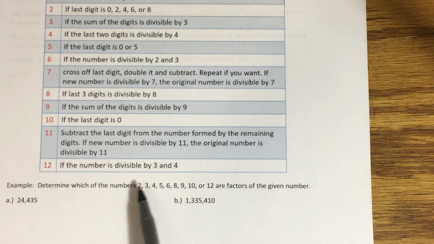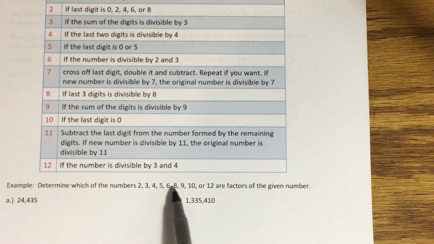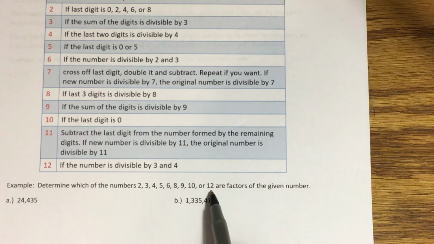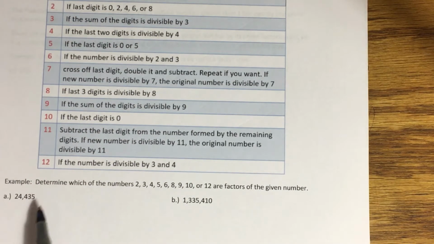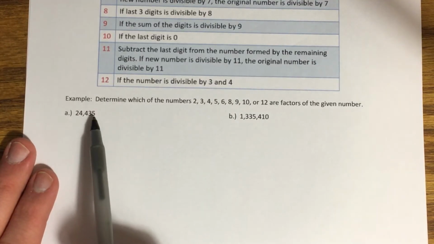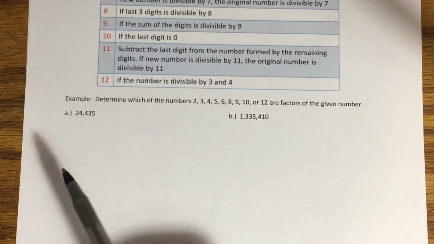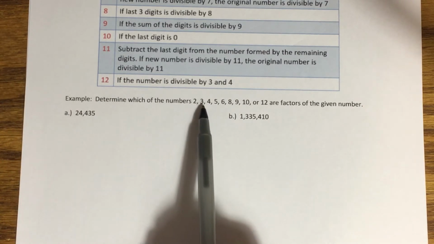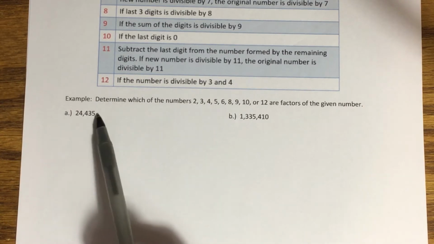We're going to determine which of the numbers 2, 3, 4, 5, 6, 8, 9, 10, or 12 are factors of a particular number. And we're just going to list those. So starting here, is 2 a factor of this number? Well, if it was, then this number would have to be even, and because it ends in a 5, we know that it's not. 3. Is 3 a factor of this number?